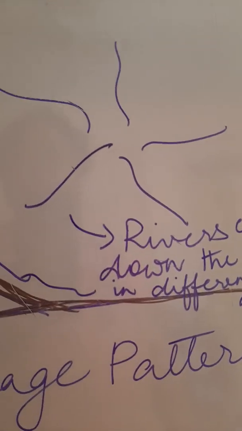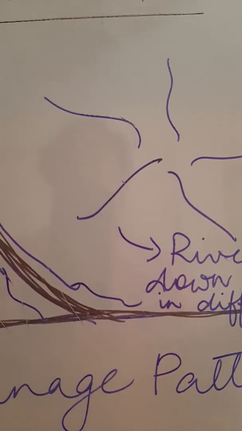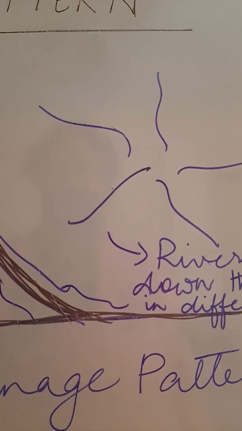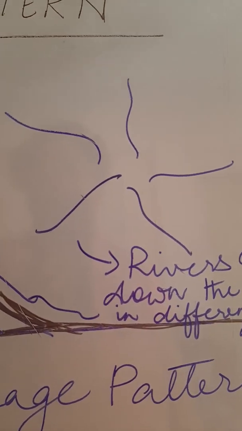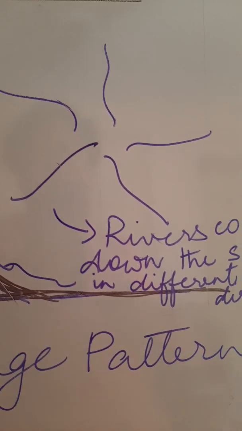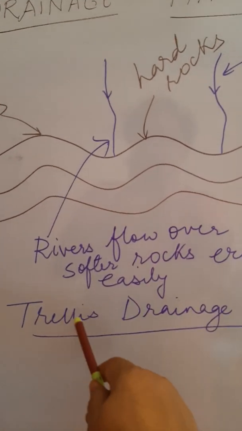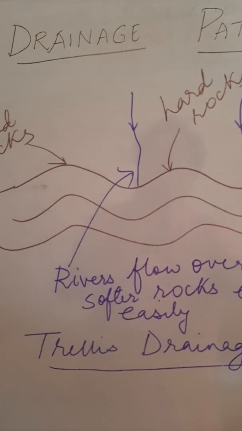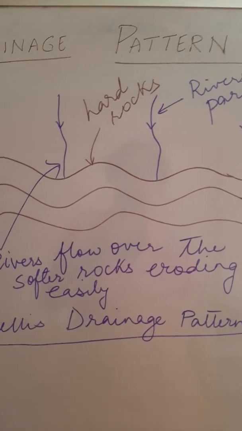Flowing along the slope of the land, but the direction is different. So we get the radial drainage pattern, which is typically different from the design formed in the dendritic drainage pattern. The next one that we have is the trellis drainage pattern. Now, the trellis drainage pattern again is typically different.